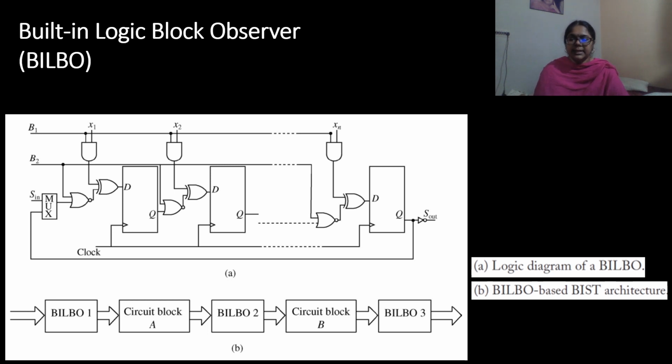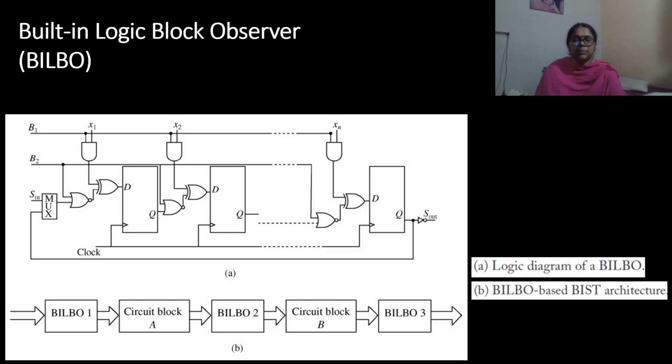BILBO, that is built-in logic block observer. Both scan path and signature analysis techniques are employed. Scan path is for test generation and signature analysis is for the output analyzer. It uses a multi-purpose module called BILBO that can be configured to function as an input test pattern generator or an output signature analyzer. This is composed of a row of flip-flops and some additional gates for shift and feedback operations. The figure shows the logic diagram of BILBO.